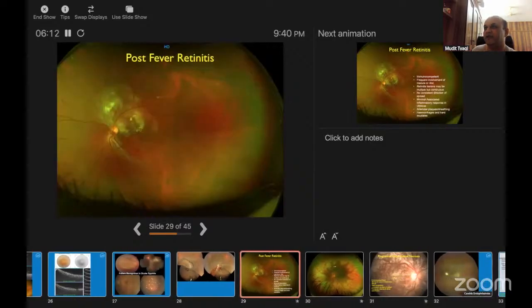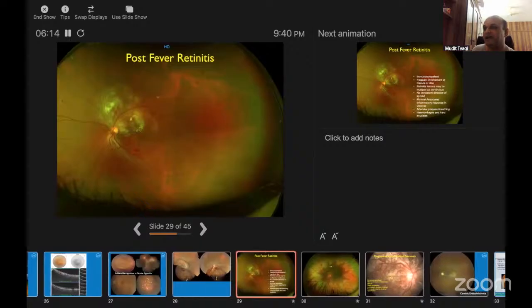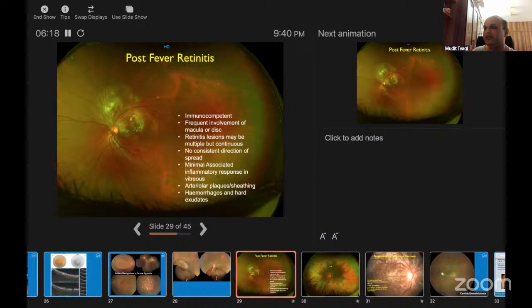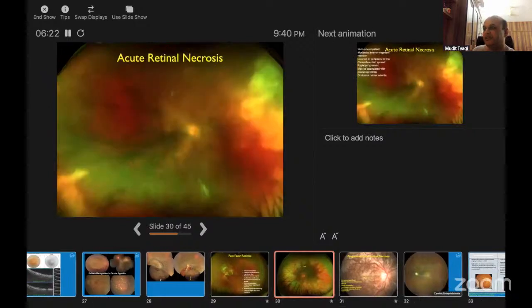Posterior retinitis, we have already had a discussion by Dr. Padma Malini ma'am, and I'll just brush through that. But you can see these multiple areas of retinitis, some infarcts, and these are eyes which again may need treatment.